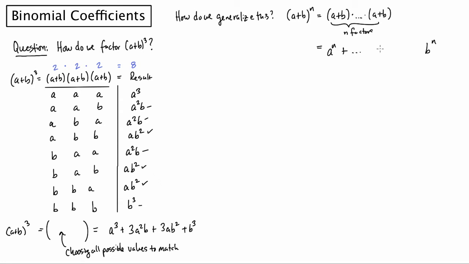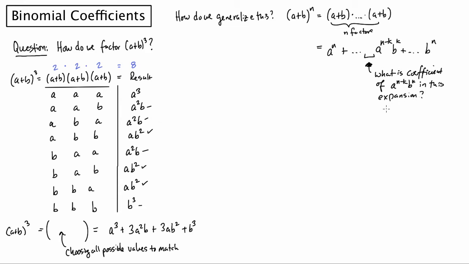We would have an a to the n minus k, let's say, and a b to the k, because you have to have n total choices. So if I choose b k times, then that leaves n minus k times that I chose a. The question is, what is the coefficient of that? So that's what I want to ask now. What is the coefficient of a to the n minus k, b to the k in this expansion?